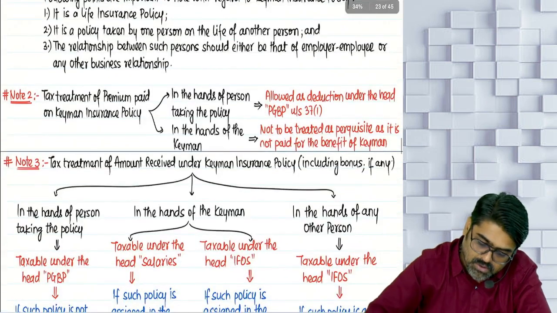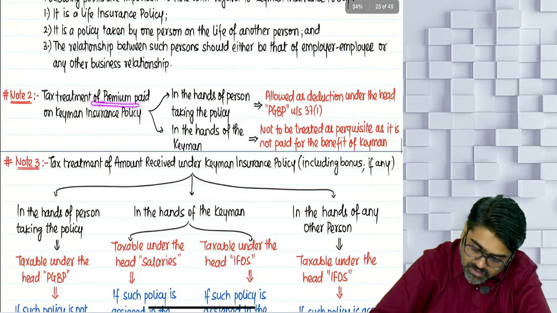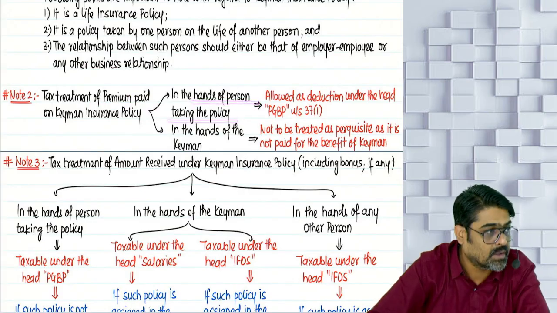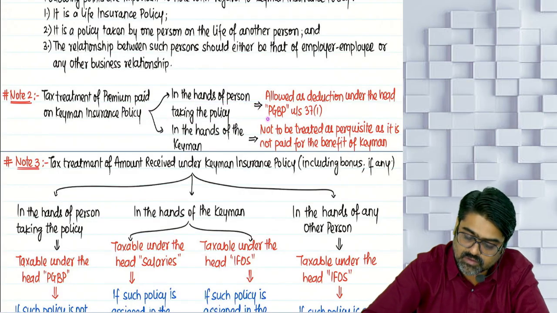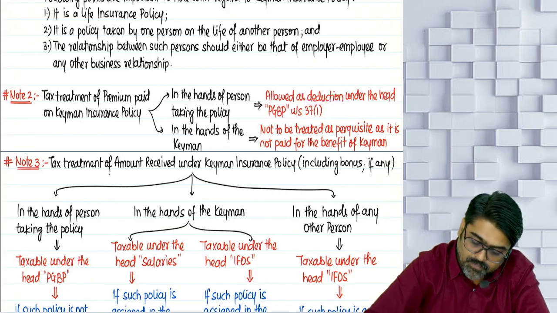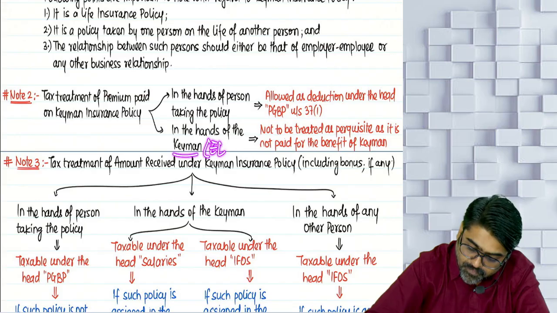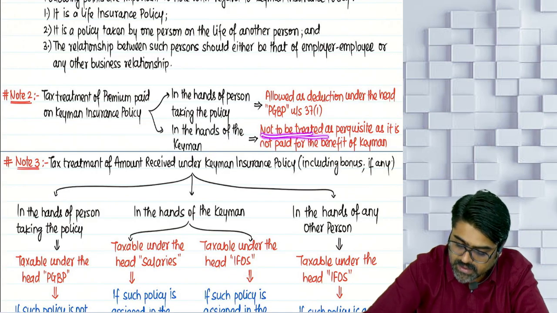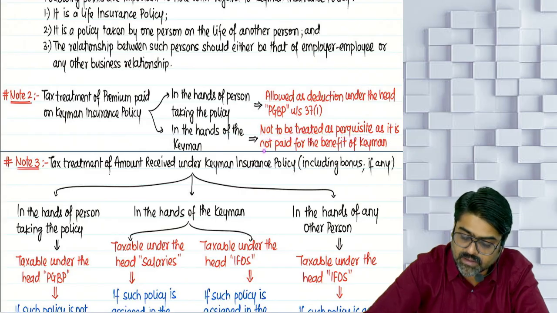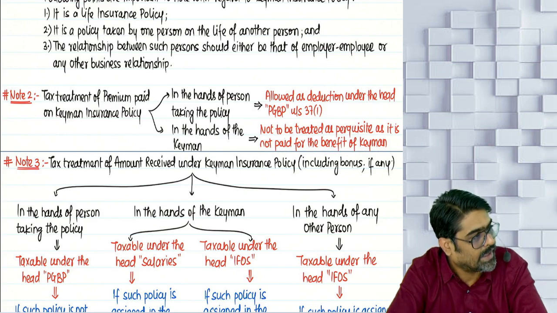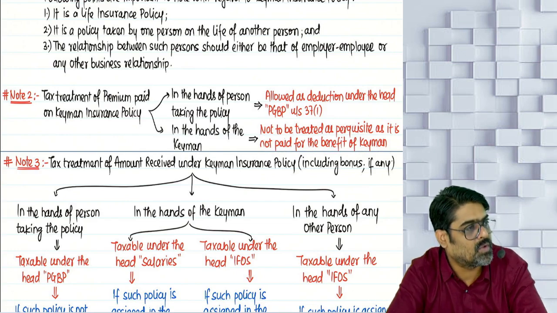Understood? Now, this is the tax treatment of premium paid on Keyman insurance policy. In the hands of the person taking the policy, X Limited, it will be allowed as a deduction under the PGBP head. Yes or no? And for the Keyman, who was my employee, it will not be treated as perquisite, as it is not paid for the benefit of the Keyman. Understood? Everyone? Clause number 4 over.